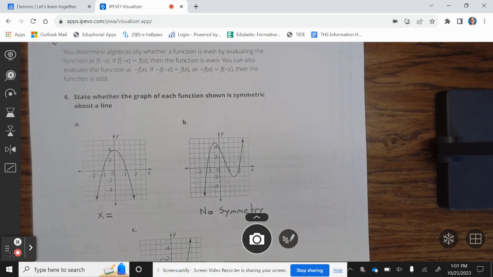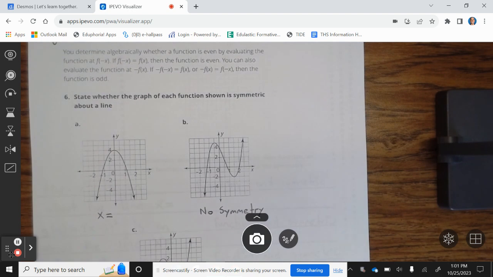You determine algebraically whether a function is even by evaluating the function f of negative x. If f of negative x equals f of x, then the function is even. You can also evaluate the function at negative f of x. If negative f of negative x equals f of x, or negative f of x equals f of negative x, then the function is odd.